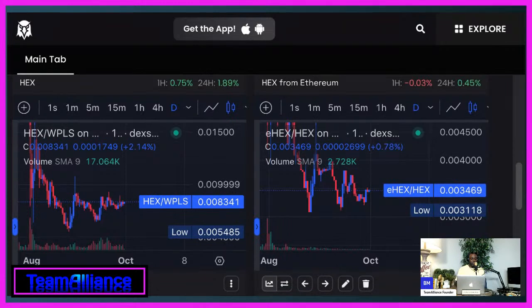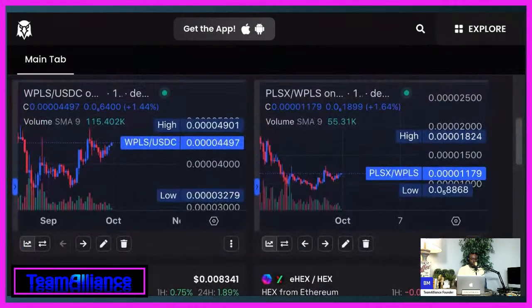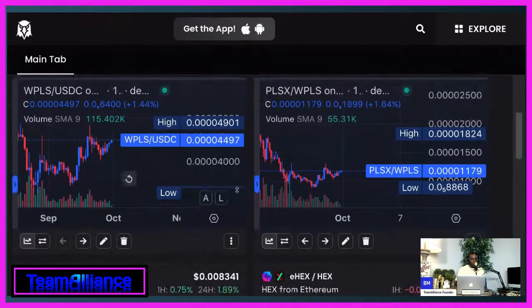The low for Pulse, this was on August 27th, is 0.00003279. Let's find Pulse. Here's Pulse. What's the low right there? 0.00003279, right? And the low for PulseX was on September 11th of this year, 2023. And it was 0.00575. PulseX. Was it? No, I'm sorry.